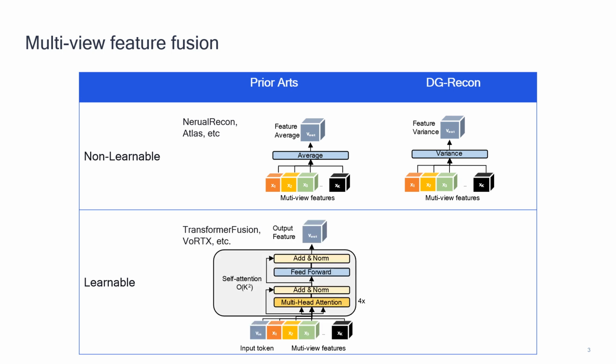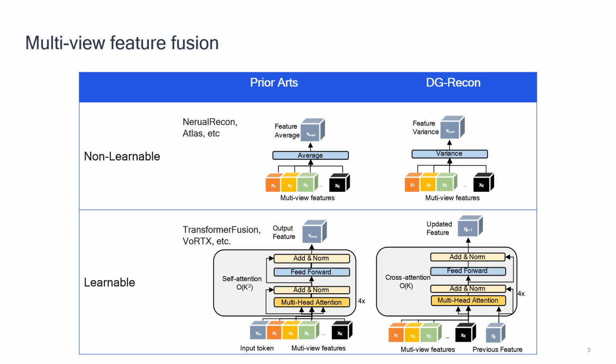A few works introduce transformers for multi-view feature fusion. However, the self-attention module there scales quadratically to the number of views. We instead propose a cross-attention-based fusion as a learnable alternative, where a recursively updated 3D feature is used as the query to the multi-headed cross-attention module. This module scales linearly with the number of views, and thus is more efficient than the self-attention module.